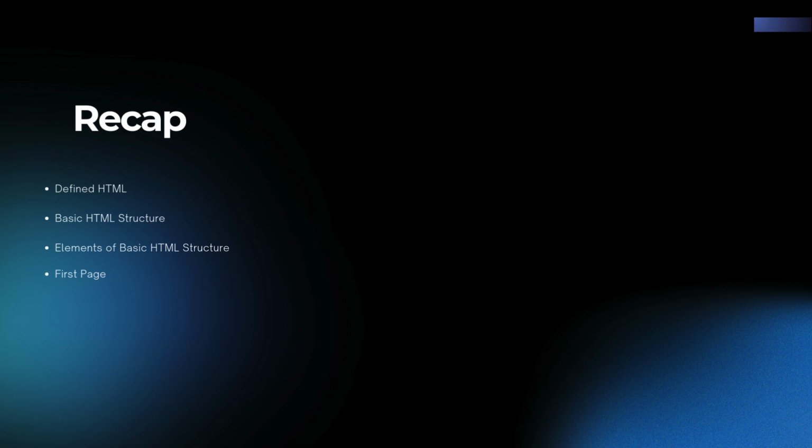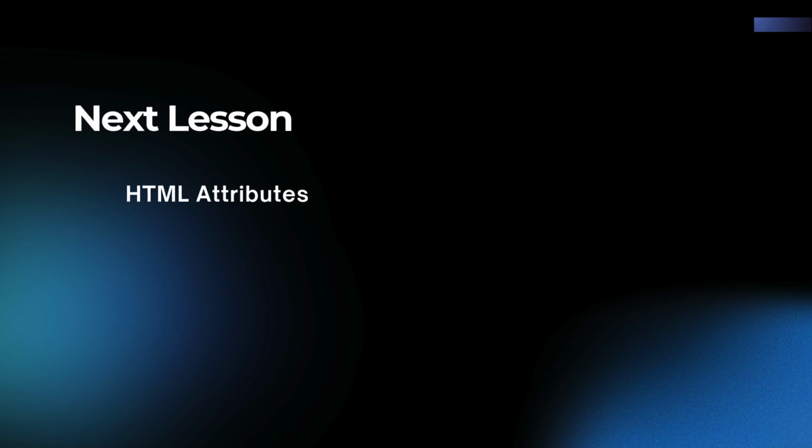So let's have a recap. What have we had today? We've defined HTML. We've looked at the basic structure of HTML. We've looked at the elements of HTML and we've designed our first page. So for now, let's meet in the next lesson, whereby we are going to look at the HTML attributes.